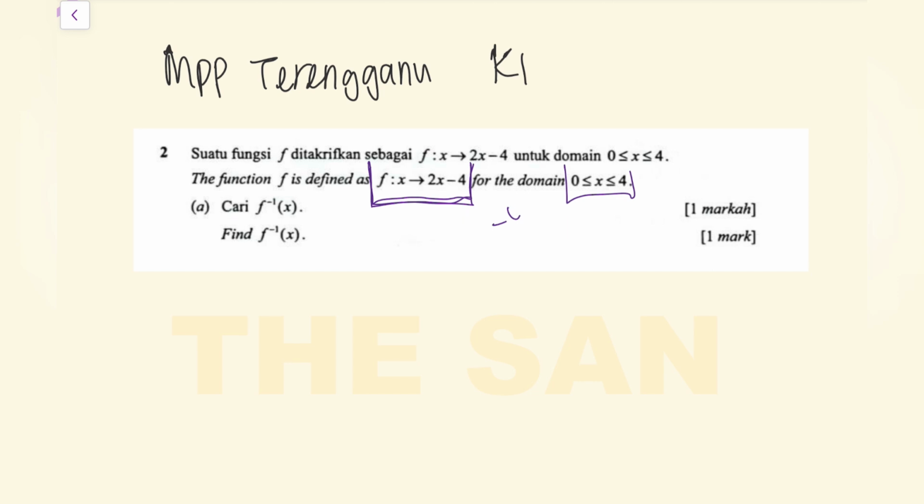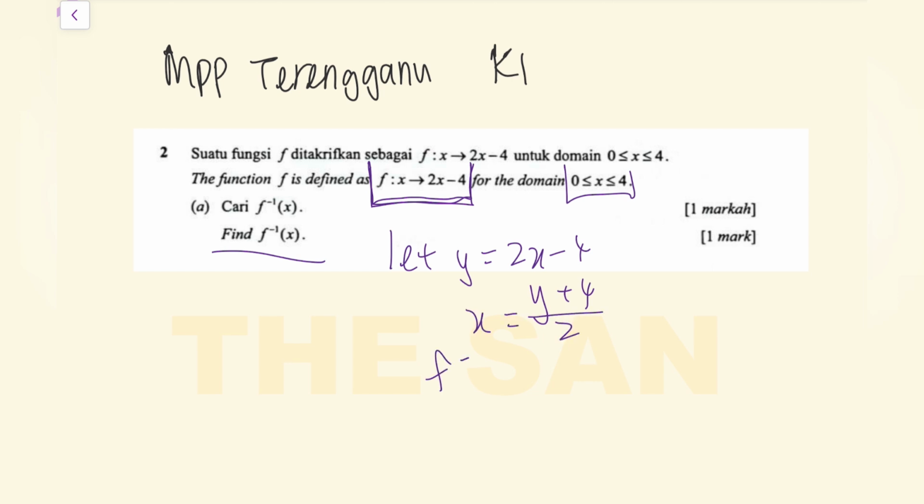Okay, so back to this. So now we have to find the inverse function. So super easy, y = 2x - 4. So (y + 4)/2 will be x. So the inverse function will be (x + 4)/2.